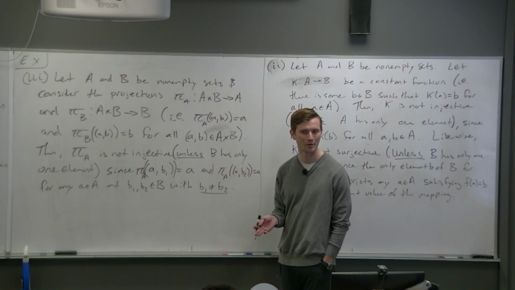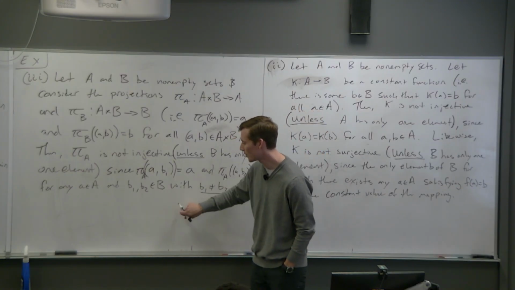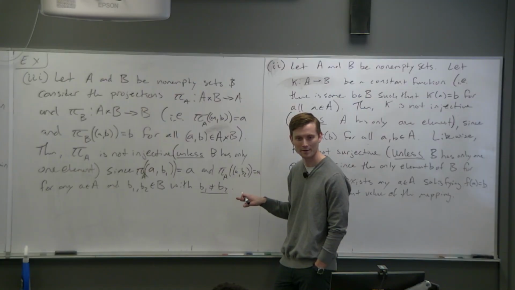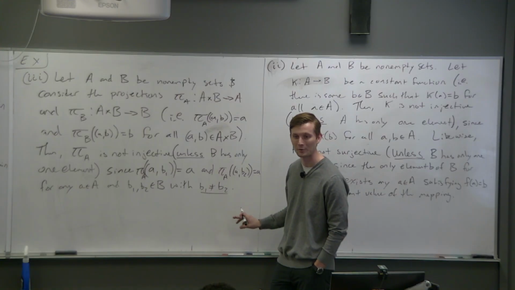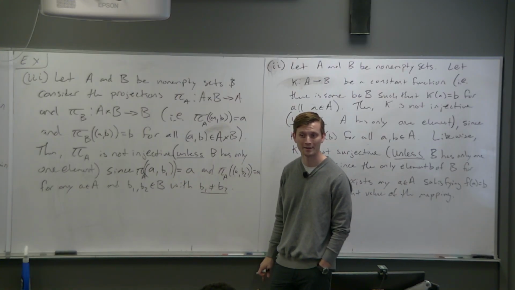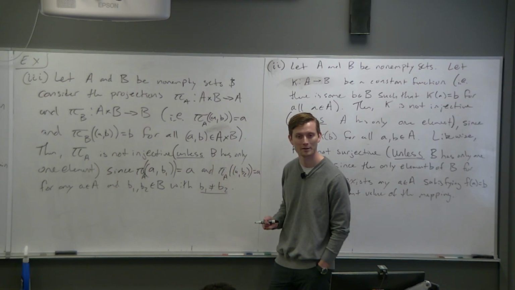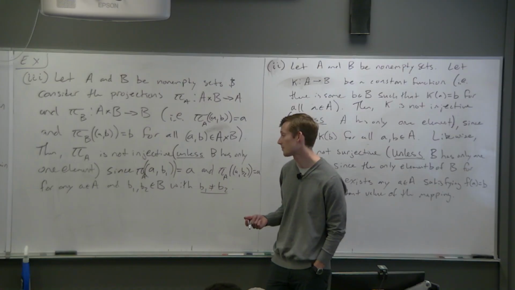Agree or no? When we drew that picture, every row got sent to the same thing. Each row, every element in a row got sent to the same thing. So the only case where everything in the codomain has only one arrow pointing at it is when every row has only one thing in it. And the number of things in each row is the number of things in B. So the only case where you would have injectivity is when B has only one thing. Okay. What about surjectivity?